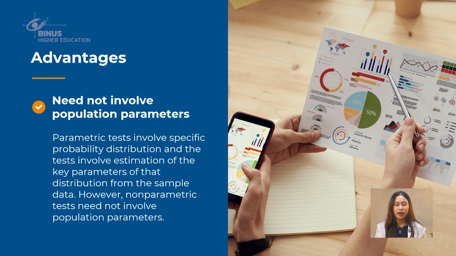The third one, you don't need to be concerned about involving a population parameter, because in statistical non-parametric testing, you don't need to involve population parameters. What is the meaning of the population parameters here? Parametric tests involve a specific probability distribution, and the tests involve estimation. But in the non-parametric, you can just find the estimation data using a method like ranking data, or maybe you can find the data by the original testing using the non-parametric test. So non-parametric does not involve this kind of population parameter estimation.